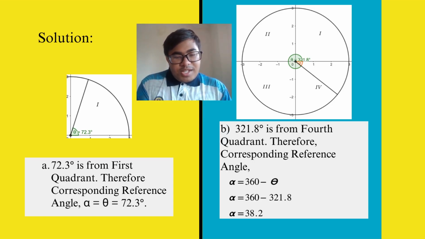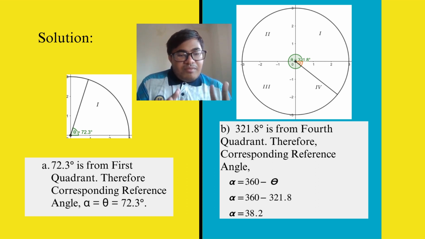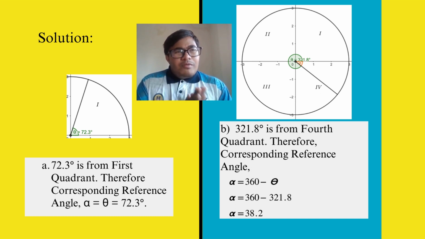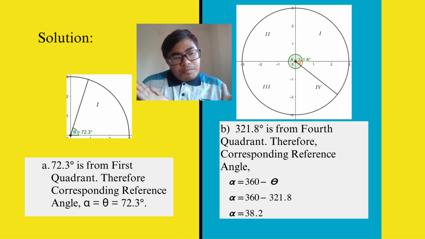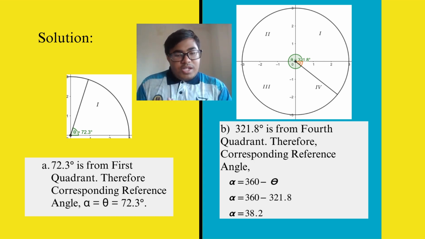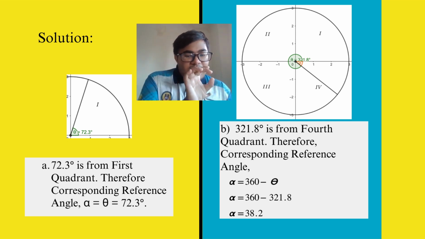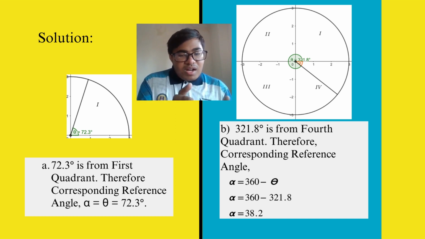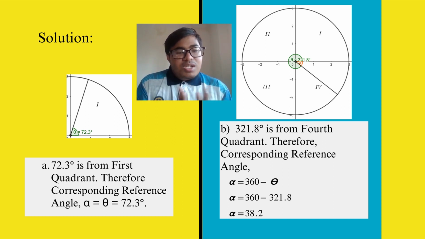Okay, for the first question, we know the theta that has been given is 72.3. Is 72.3 from 0 to 90 or 90 to 180? Yes, it's from 0 degrees to 90 degrees. So it's from the first quadrant. Therefore, the corresponding reference angle, that is the alpha, is equal to the theta. The second characteristic, okay? The alpha equals theta. So the alpha is equal to 72.3 degrees.